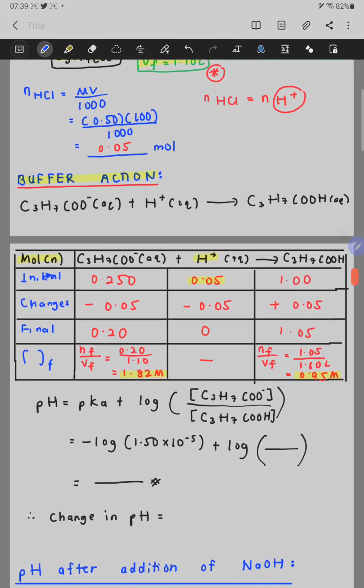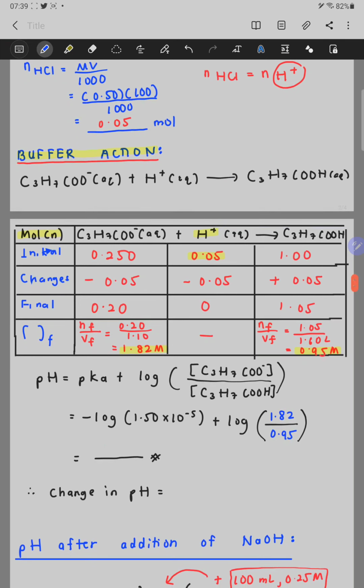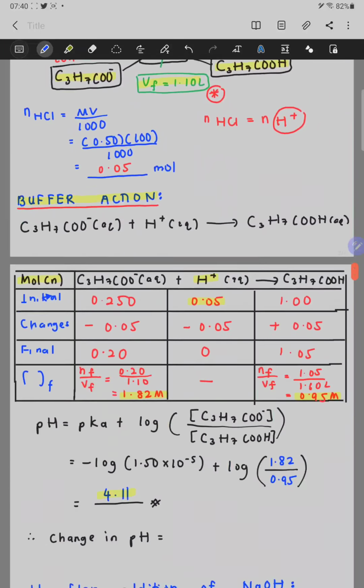Okay, so kita masukkan semula dalam Henderson-Hasselbalch equation. Kita cari the new pH after addition of strong acid. So pKa equals to negative log Ka 1.50 exponent negative 5 plus log concentration of conjugate base yang final concentration 0.182 over final concentration of weak acid, 0.95 molar. So you guys tekan calculator, somehow kita akan dapat 4.11. So inilah pH after addition. So before addition tadi pH yang original buffer kita dapat 4.22.